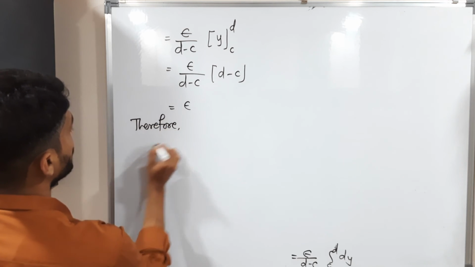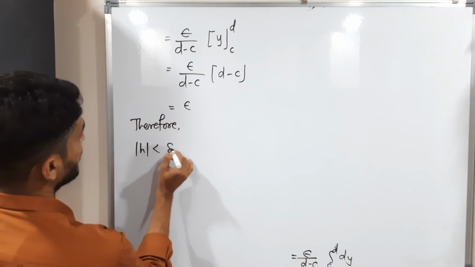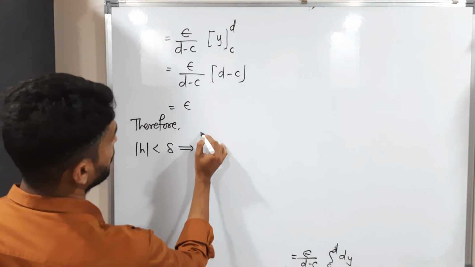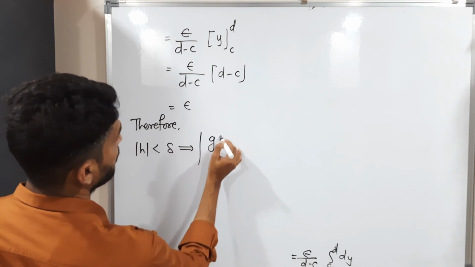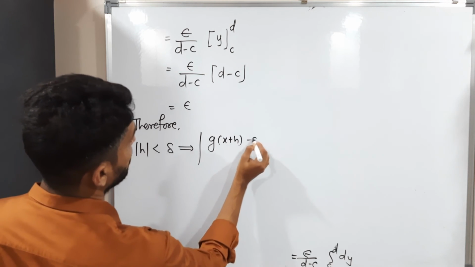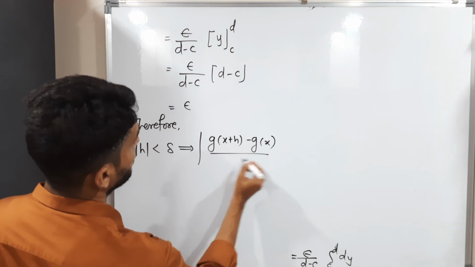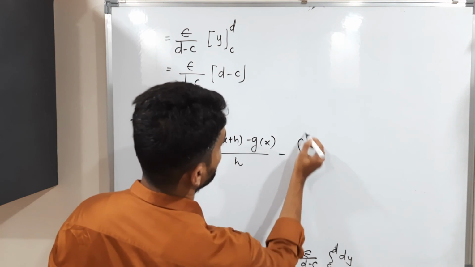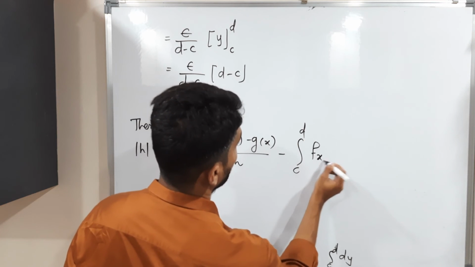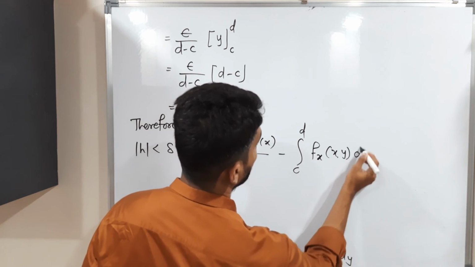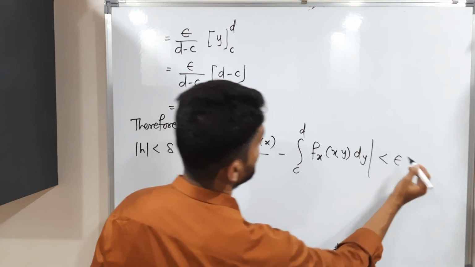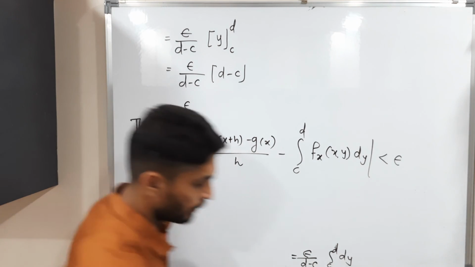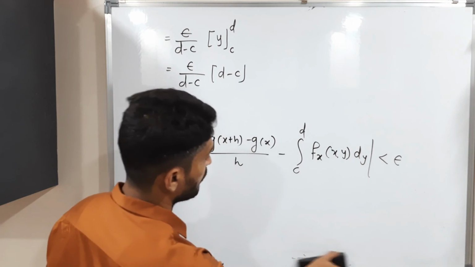So therefore, actually we had started with mod h less than delta, and finally what we have got: g of x plus h minus g of x divided by h minus integration c to d fx of xy dy, and we proved this is less than epsilon. This thing we have proved. Okay, let me remove this part now.